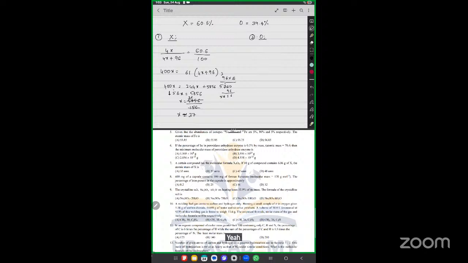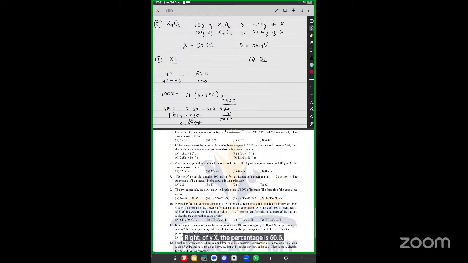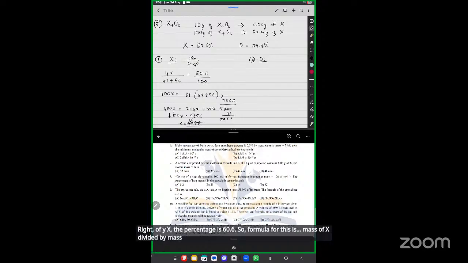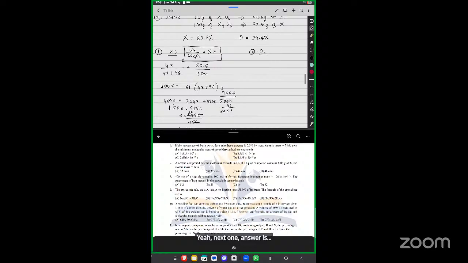Yes, correct, using the mass percent. The mass percentage of x is 60.6. So the formula is mass of x divided by mass of X4O6 is equal to the percentage of x. Is that correct? This is the formula. Understood? Keeping that, we have done this. Next one, the answer is option B.